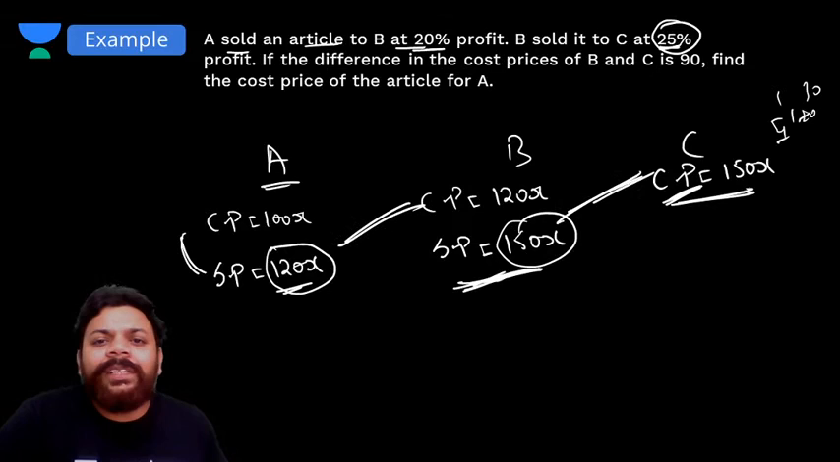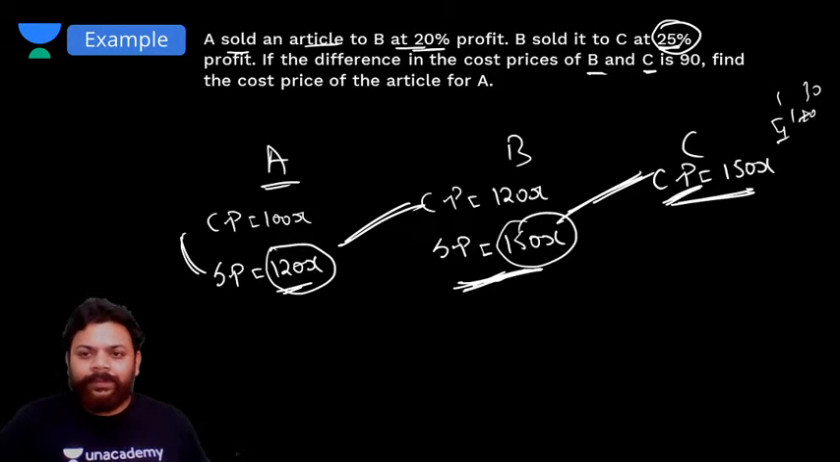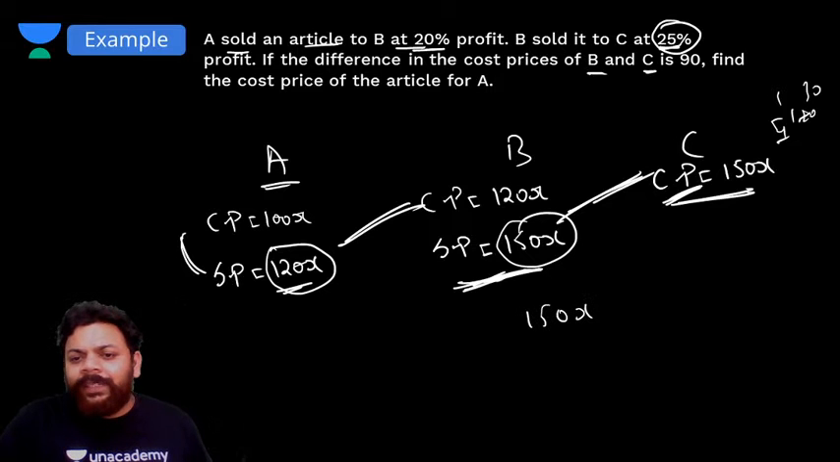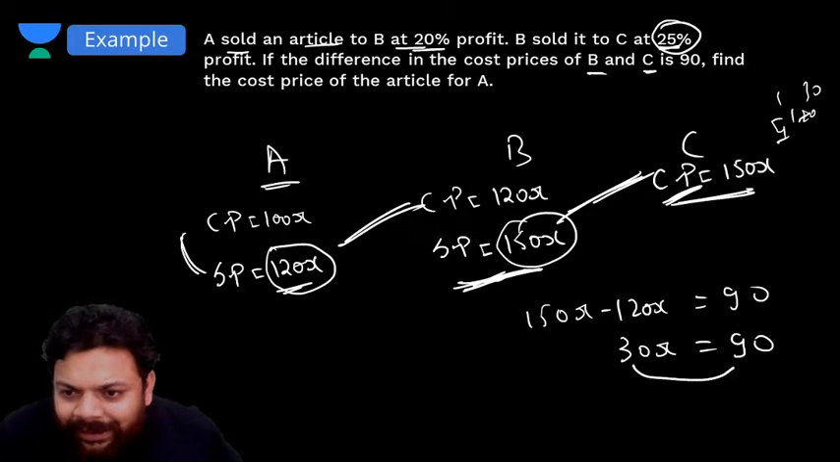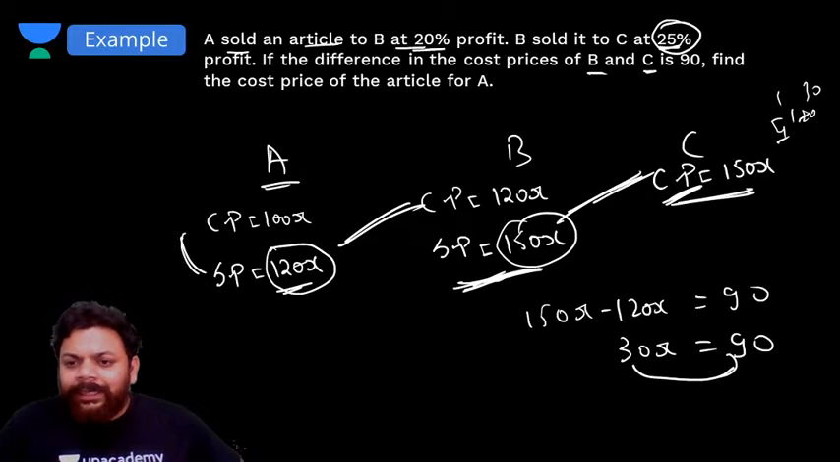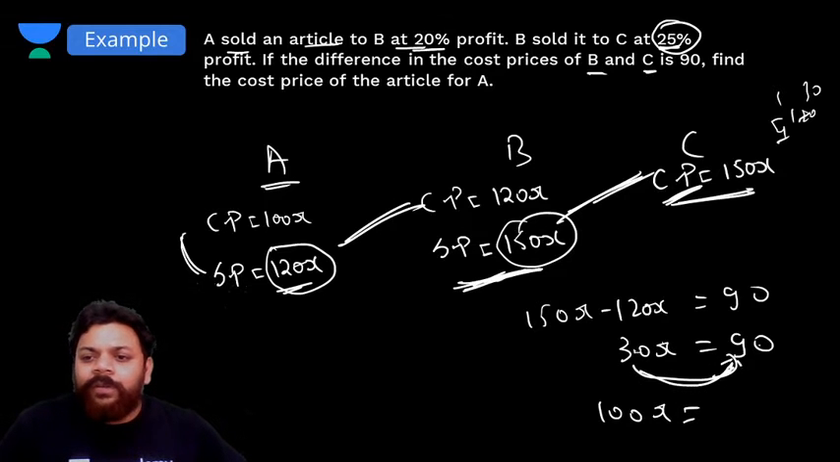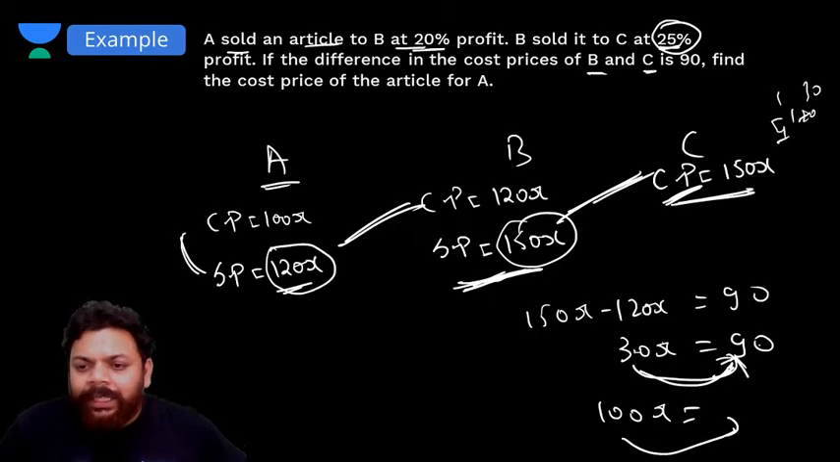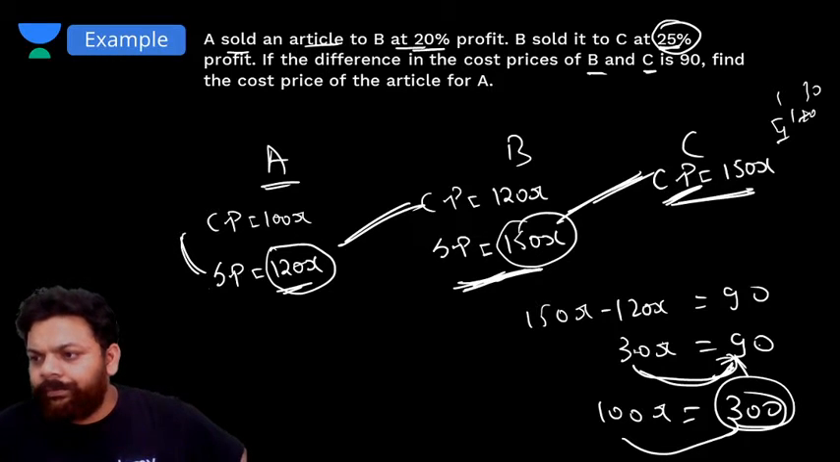Now it is given that the difference in the cost price of B and C is 90, that means 150x minus 120x is equal to 90, as given. That means 30x is going to be 90. Just try to find this. This ratio is 1:3, so if here it is 100, you have to maintain this ratio, that means here it will be 300. That's the answer.